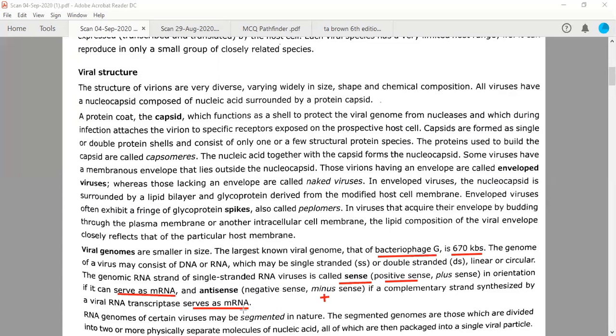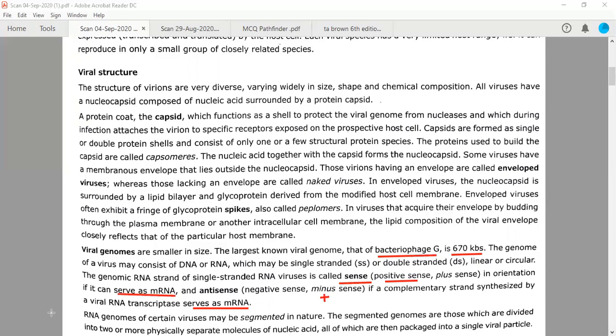The RNA genome of certain viruses may be segmented in nature. Now you can name two different types of viruses depending upon this fragmented nature, or the segmented nature, of their genome. One is called segmented genome viruses, for example influenza viruses, and the second is called multipartite genome viruses, which have some examples as we will discuss. One example is PCV, for example.